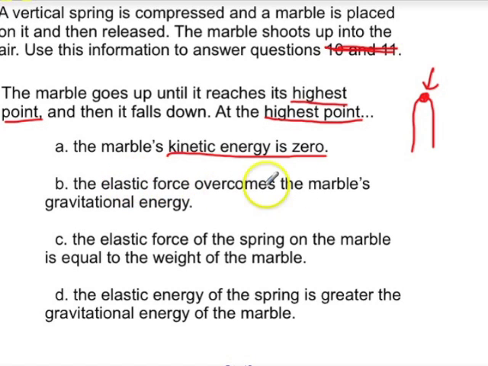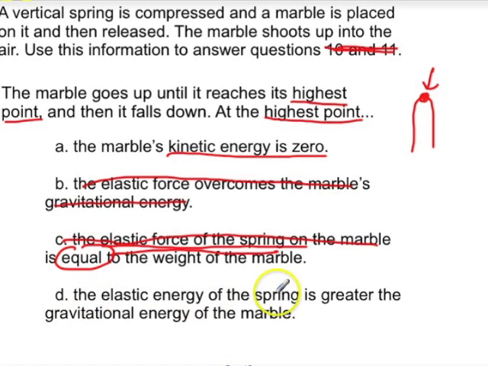The elastic force overcomes the marble's gravitational energy. We had that choice before. But at its highest point, the elastic force is not overcoming the marble's gravitational energy anymore. Now, if it was still rising, that would make sense, but it doesn't make sense when it's at its highest point. The elastic force of the spring on the marble is equal to the weight of the marble. No, no, no. It's not equal, because if it was equal, it wouldn't rise, it wouldn't go down, it would stay the same. So I know that's not the answer.